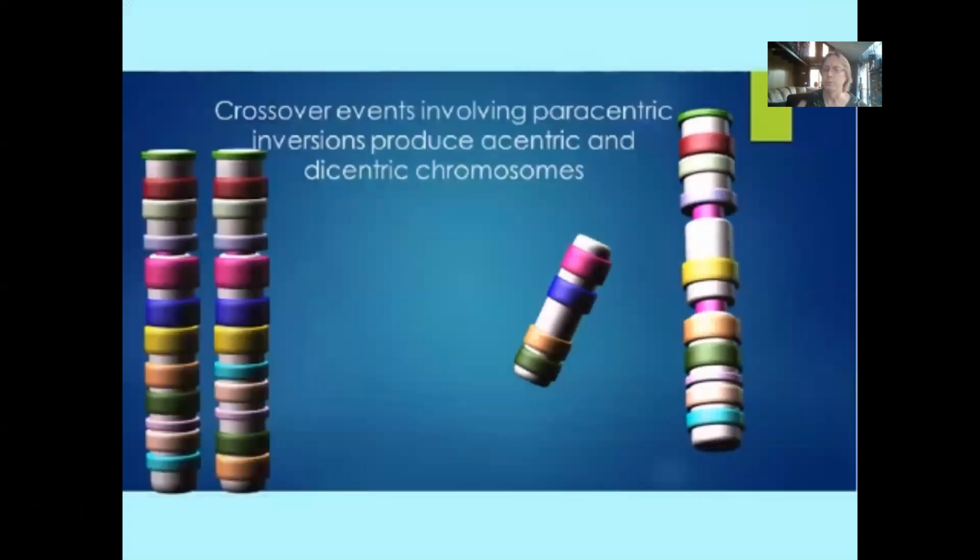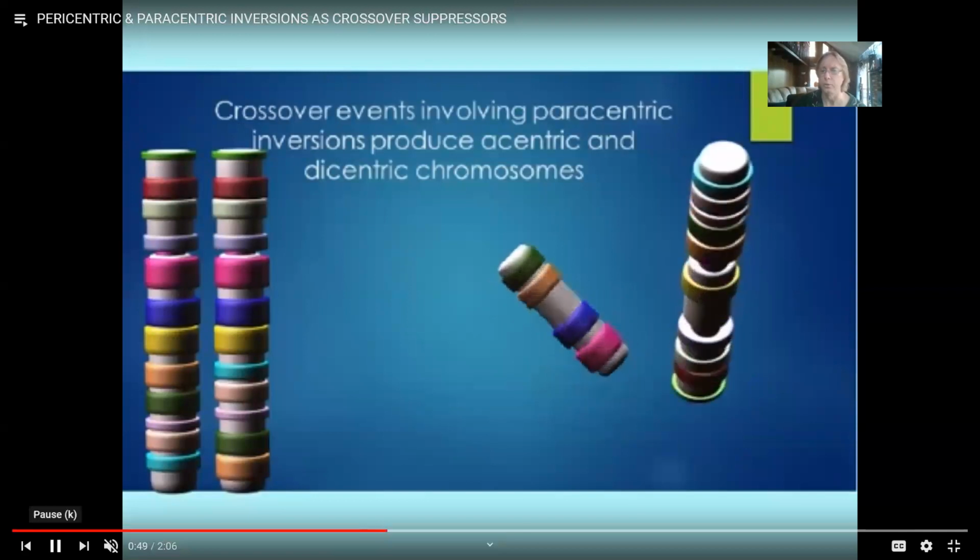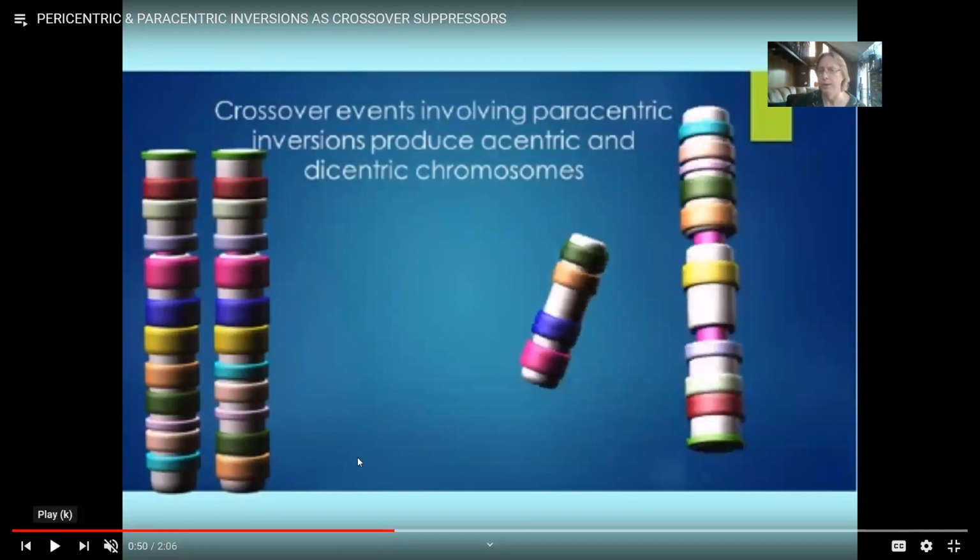If these chromosomes line up and try to do crossing over, here's a problem. One of the daughter chromosomes will not have a centromere, so it has no way of being pulled to one of the poles of the cells which are dividing in telophase. So that would be lost. This one has two centromeres, so it could actually get pulled to opposite sides of the cell.